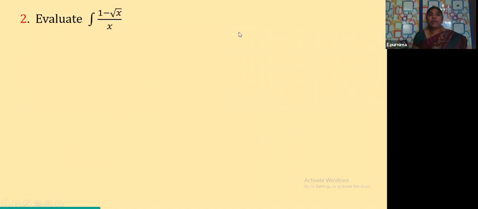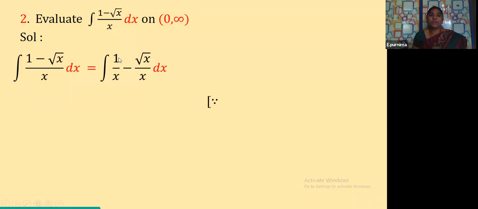Evaluate integral of 1 minus root x by x into dx on 0 comma infinity. So now here see, this 0 comma infinity is given only for the condition of x, children, meaning where this function is valid. For that reason only it is given. So don't bother about this one, just try to concentrate on the function. So what is the function here? 1 minus root x by x.